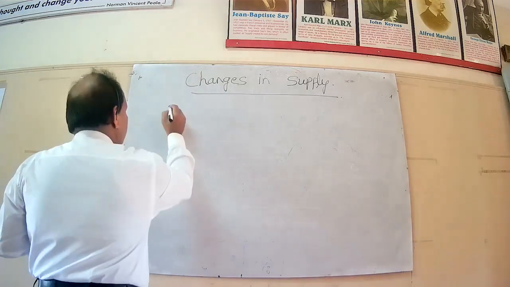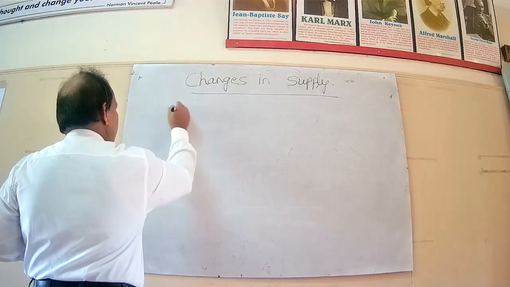Now, the third type of change is increase in supply. Number 3.